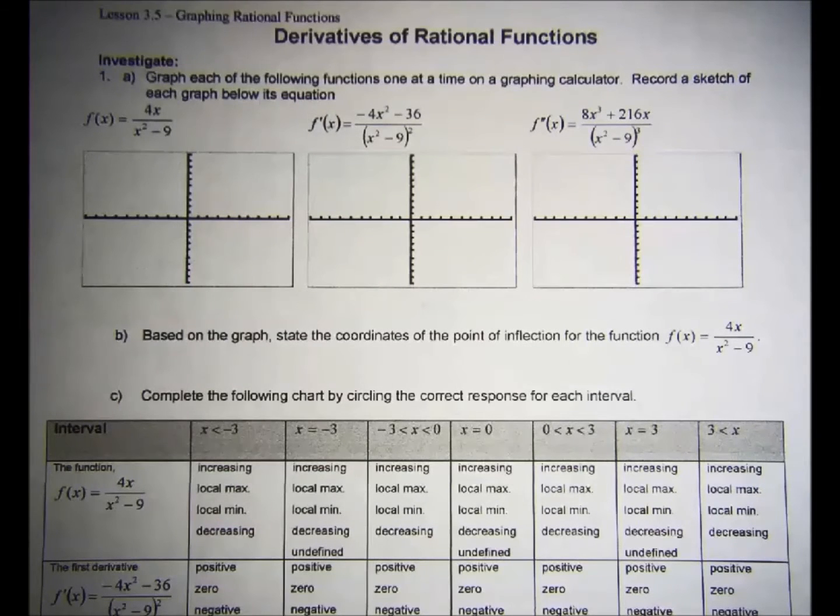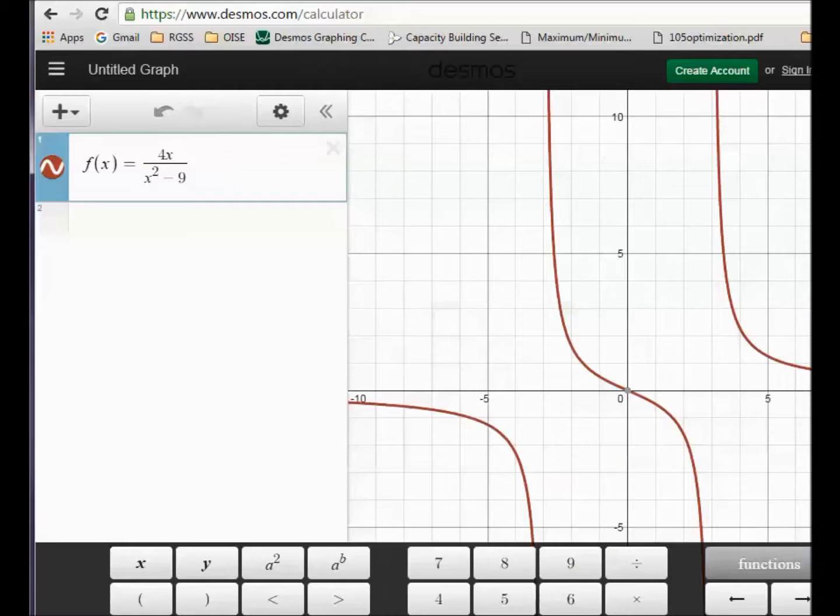Today we're going to be graphing derivatives of rational functions. So one more time, just open up desmos.com/calculator on your browser and put in the equation of the function f of x equals 4x over x squared minus 9. And you should get this graph. And you can give a quick sketch of it on your handouts. So you can see the function graph on Desmos.